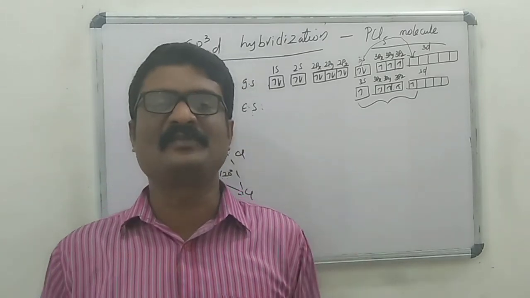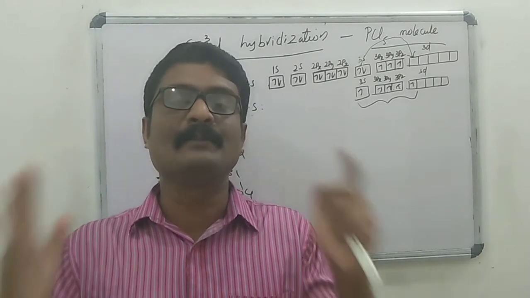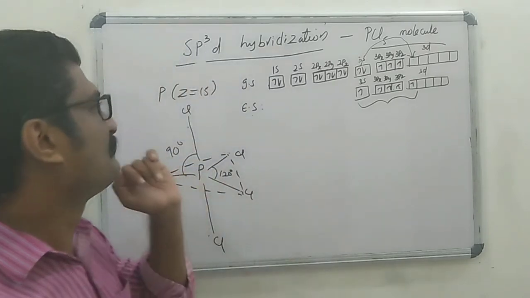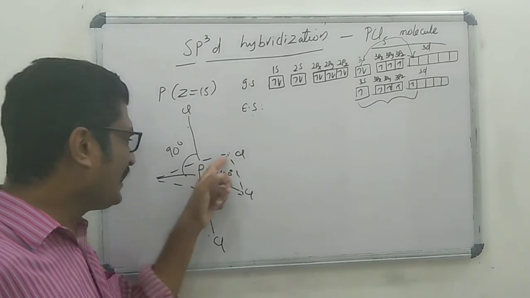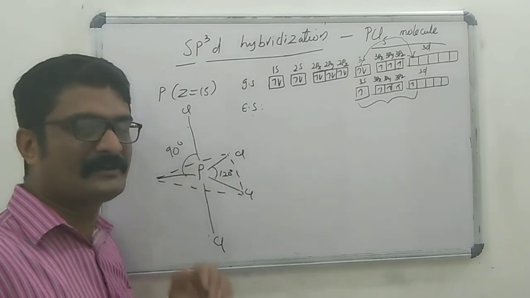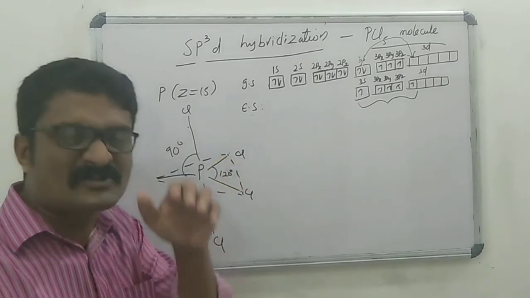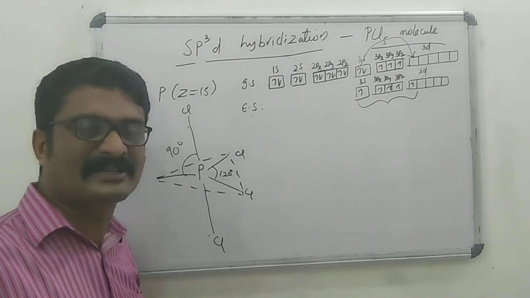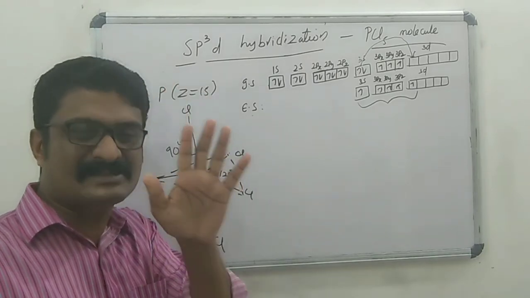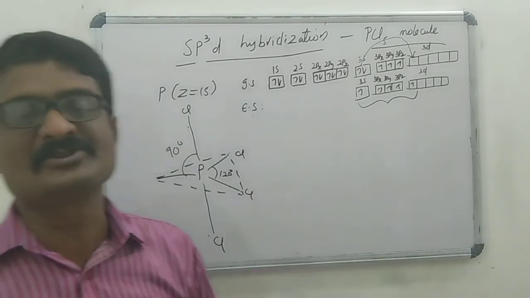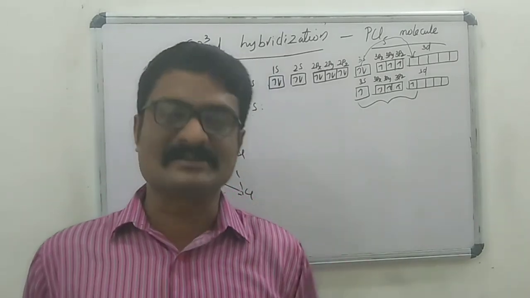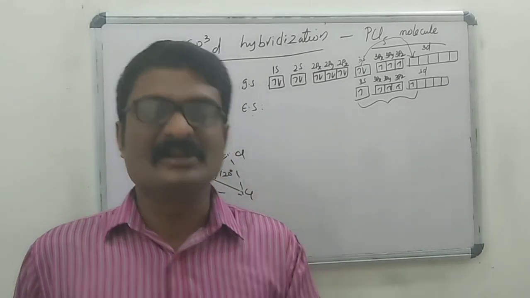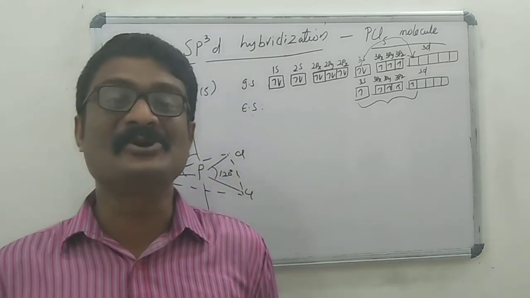We know the shape of PCl5 is trigonal bipyramidal, and here the central phosphorus atom is sp3d hybridized. The 5 sp3d hybridized orbitals of phosphorus overlap with 3p orbitals of 5 chlorine atoms to form 5 P-Cl sigma bonds. These 5 P-Cl bonds are directed towards the 5 corners of a trigonal bipyramid. Hence, the PCl5 acquires trigonal bipyramidal geometry.